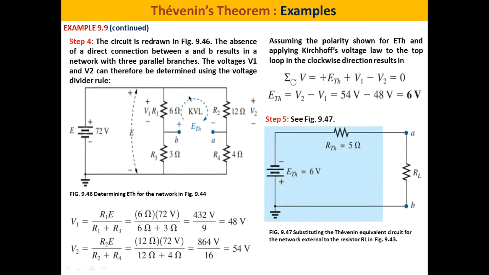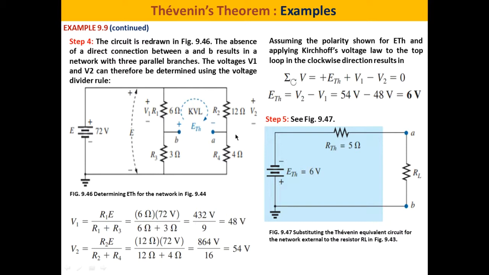Okay, so E Thevenin: if we apply Kirchhoff's voltage law in this loop, we can determine E Thevenin. By applying KVL in this loop, we have plus E Thevenin plus V1 minus V2 equals 0. So what if we find V1? We can obtain V1 by applying the voltage divider rule. It is R1 divided by R1 plus R3 times E. It is 48 volts.